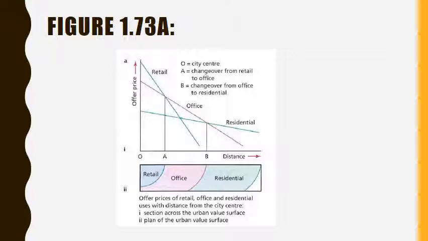from retail to residential, retail, office and residential, and you can see the intersection between these areas. O means city center, A means changeover from retail to office, B means changeover from office to residential. Offer prices of retail, office and residential uses with distance from the city center. 1. Section across the urban value surface. 2. Plan of the urban value surface.